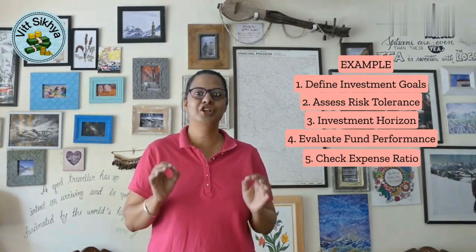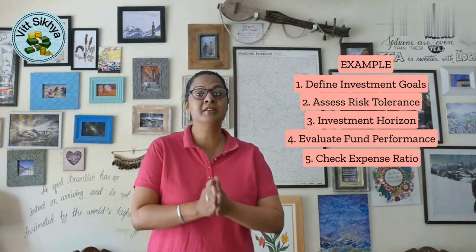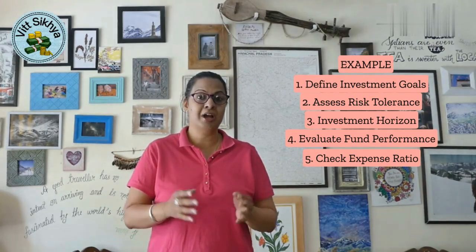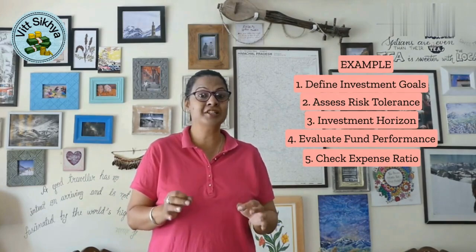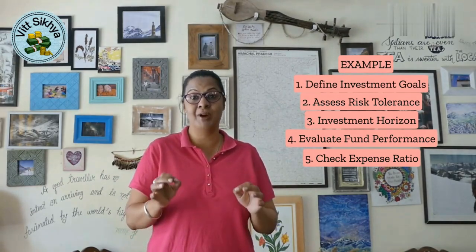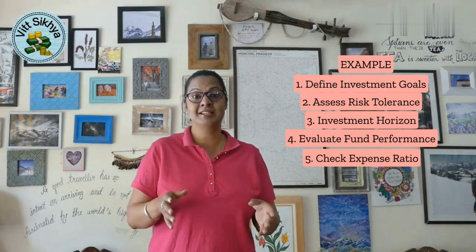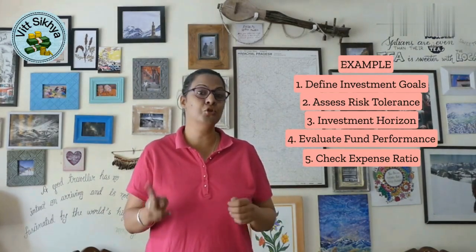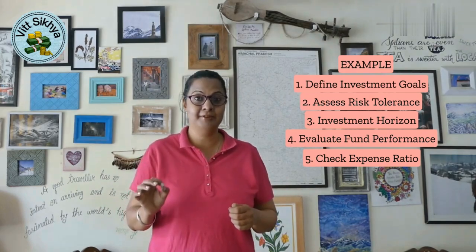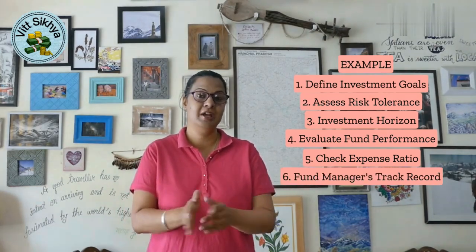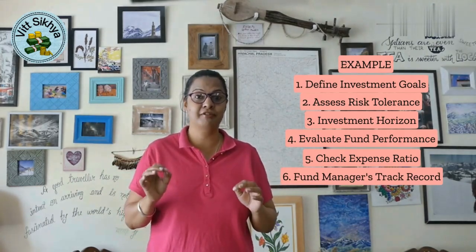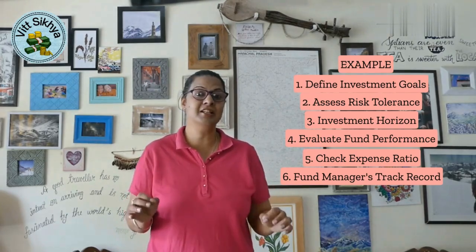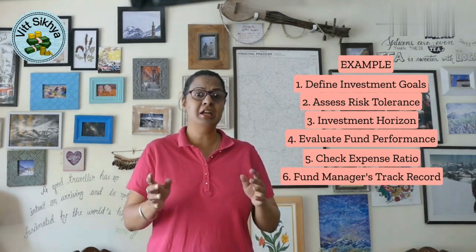Number 5, check expense ratio. Compare the expense ratios of these funds. Lower ratios are preferable. For instance, if Axis Blue Chip Fund has an expense ratio of 1.7%, Mirae Asset Large Cap Fund is 1.6%, and HDFC Equity Fund is 2%. Mirae Asset might be more cost effective. Number 6, fund managers' track record. Research the fund managers. If Mirae Asset Fund Manager has a consistent and strong track record, it could be a positive sign.